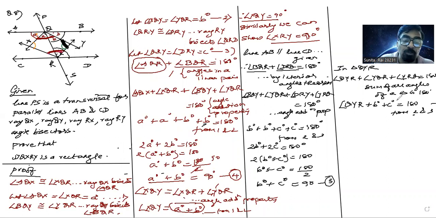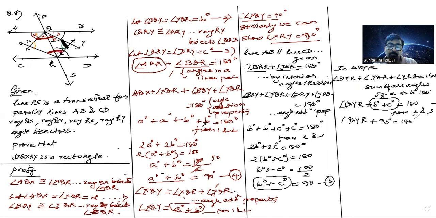Now just have a look at the value of B plus C. Children, what is the value of B plus C? In statement number 5, what value of B plus C did you get? 90. So angle QYR plus 90 degrees is equal to 180 degrees, from 5. So QYR is equal to 180 minus 90. How much do I get? 90 degrees.